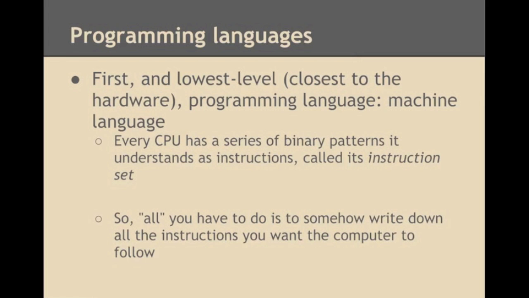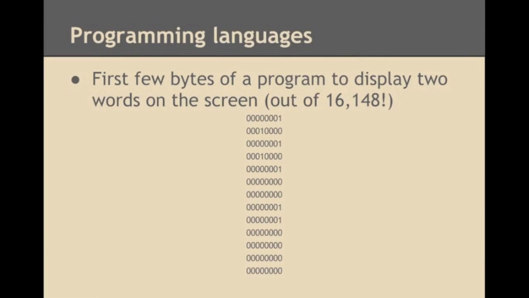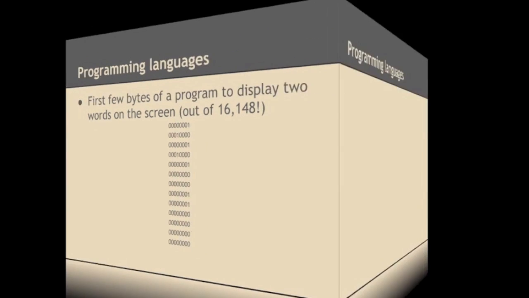Simple, right? Well, not really. If we take a look at machine language, we find that it's really unfriendly. So here are the first few bytes of a program that displays 2 words on the screen out of about 16,000. Now obviously those bytes to us are super unreadable. It's very difficult for us to understand what's going on with those. So machine language is not human friendly. That's what the computer understands, but not us. So we need to have a better solution.